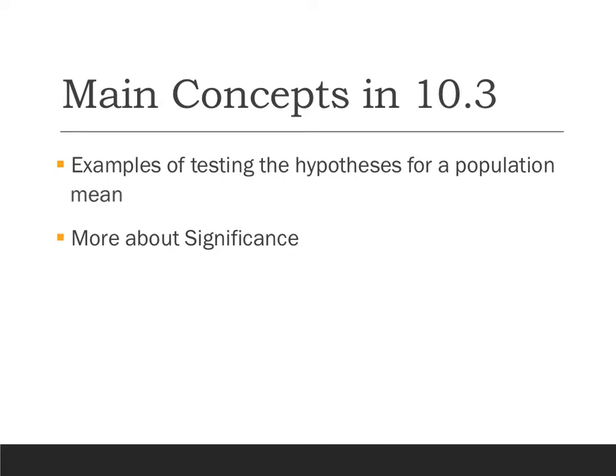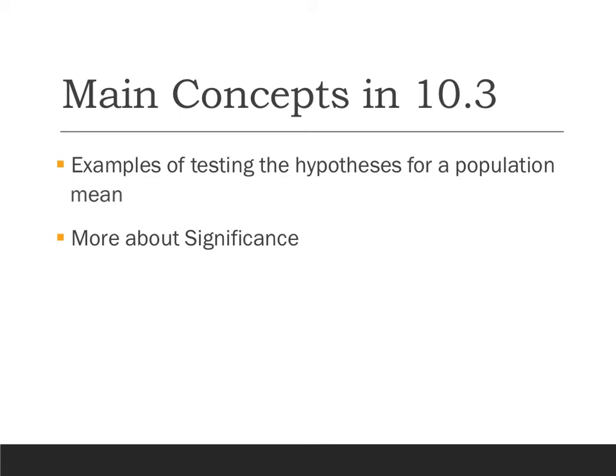Alright, so the good news is we've actually covered a lot of the basics in sections 10.1 and 10.2 for hypothesis testing, and so there's really only one difference with testing a hypothesis for a mean, and that's just the actual test that we use, which of course our calculators are going to help us with. So in this section, we're really just going to look at several examples of testing a hypothesis for a population mean, and we're also going to talk a little bit more about significance.